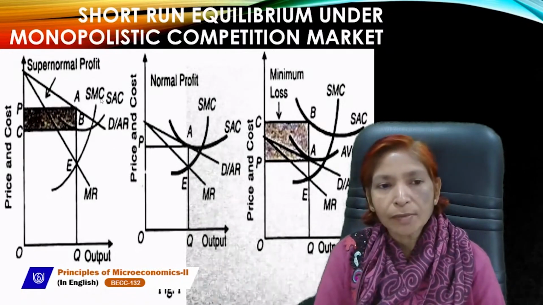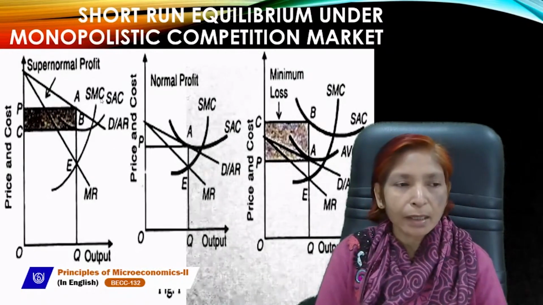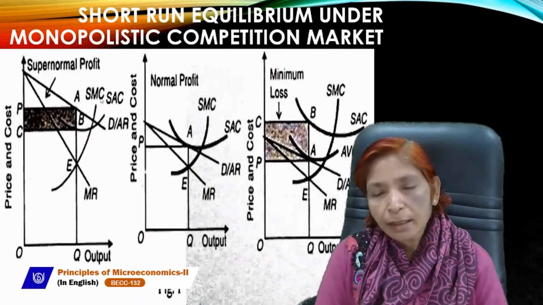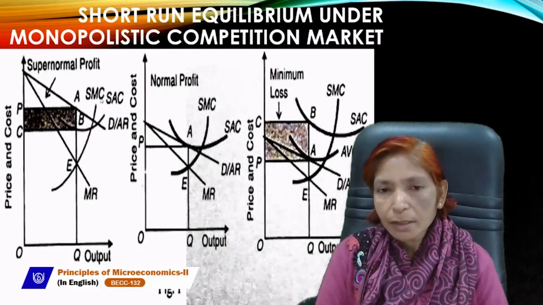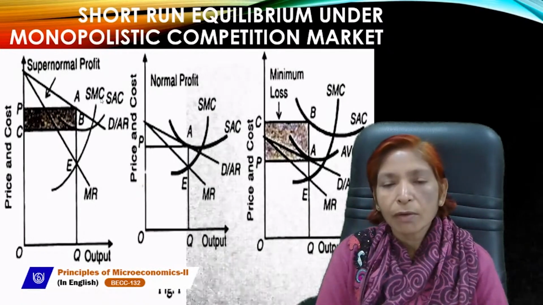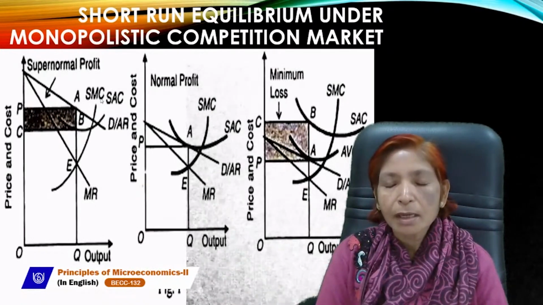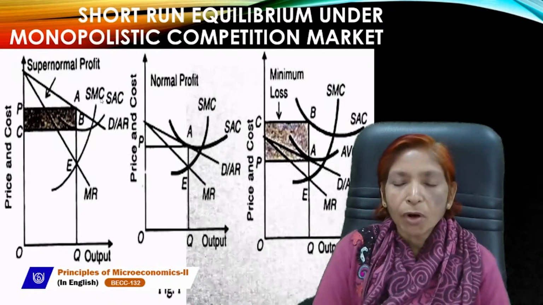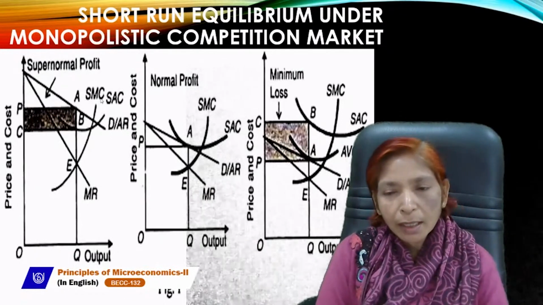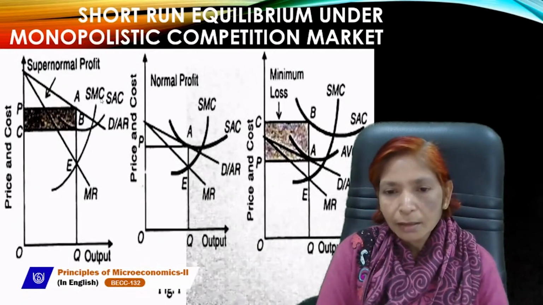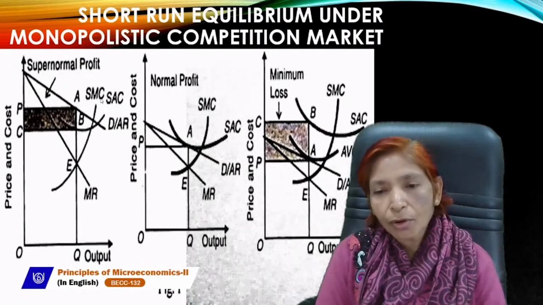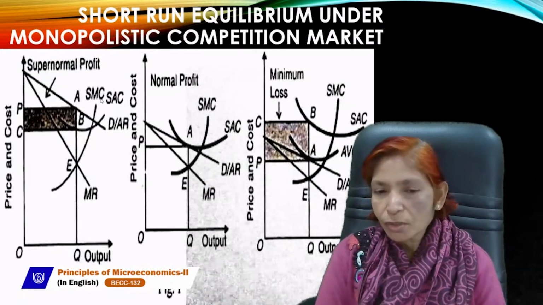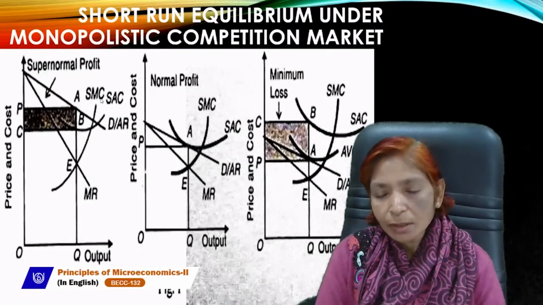In the second diagram you have studied normal profit. In the first diagram, supernormal profit is shown. And in the third diagram, the minimum loss condition exists when average cost is greater than average revenue. If we want to show higher AC than AR, then we must draw the AC curve above the AR curve. First of all, we will draw the same diagram.